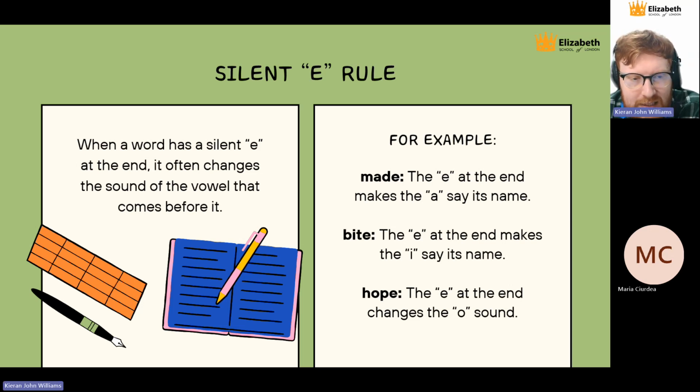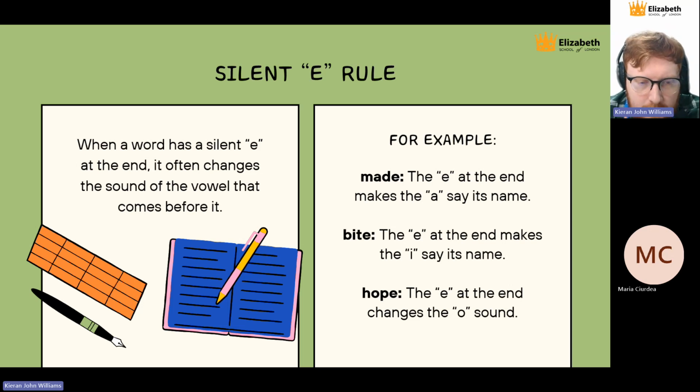Now, when a word has a silent E at the end of it, it often changes the sound of the vowel that comes before it. So if we first of all take this word here, made. But let's imagine there was no E on it. How would we say this word without the E, Maria? Mad. It would be mad. Good. But if we add the E on, it changes it to? Made. Very good. So it can often help if you think about the sound of the word, that can help you with the spelling of the word. So it goes from A to A, mad to made.